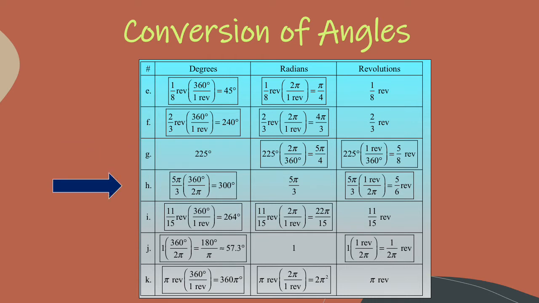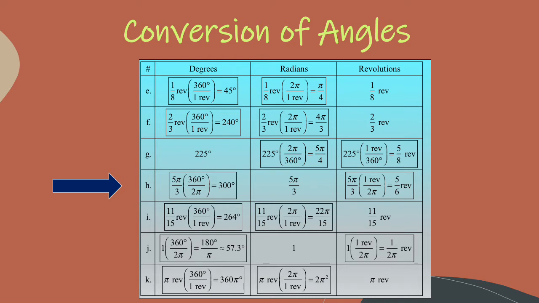In H, we have 5 pi over 3 radians. To convert that to degrees, we multiply that by 360 degrees over 2 pi, and we get exactly 300 degrees. To change it to revolutions, we multiply our 5 pi over 3 times 1 revolution over 2 pi, and the pi's cancel out, getting 5/6 of a revolution.